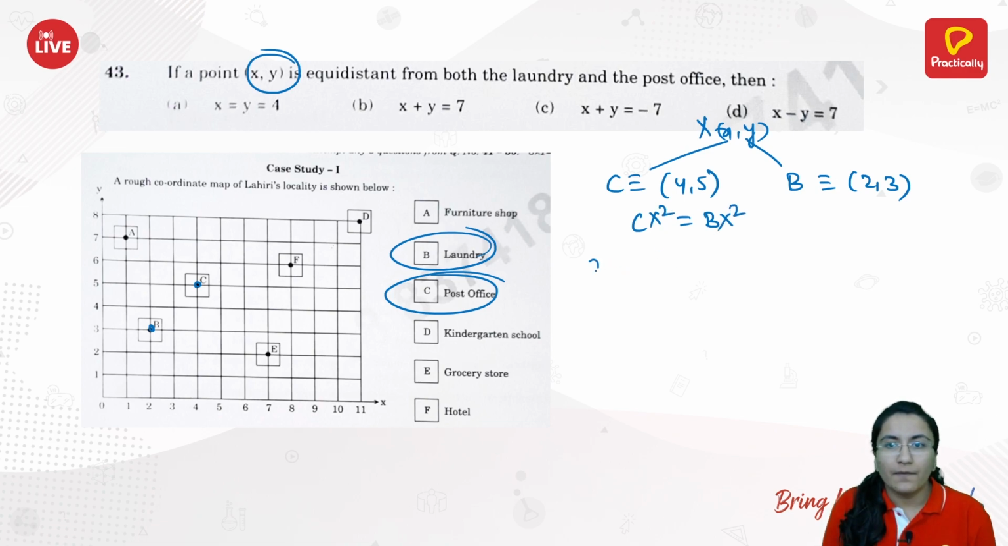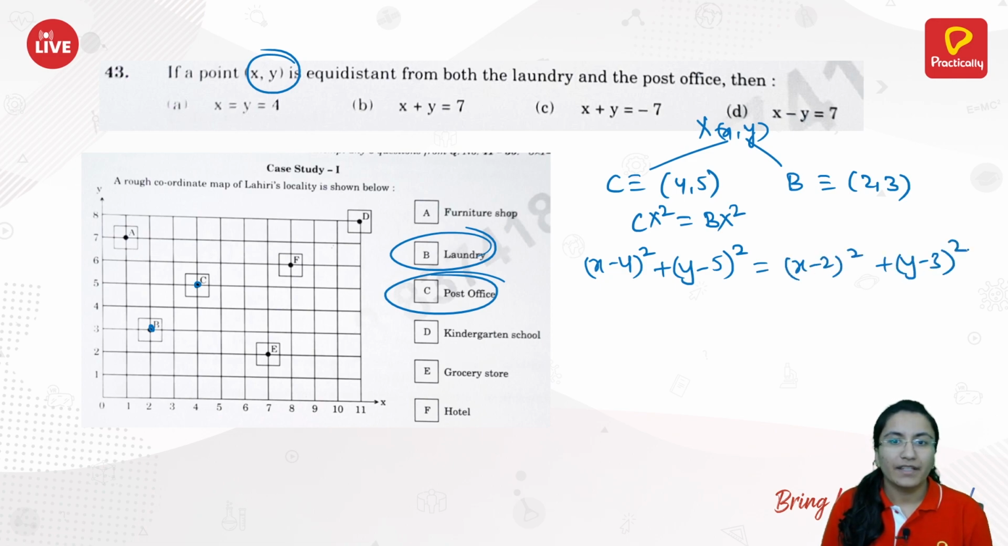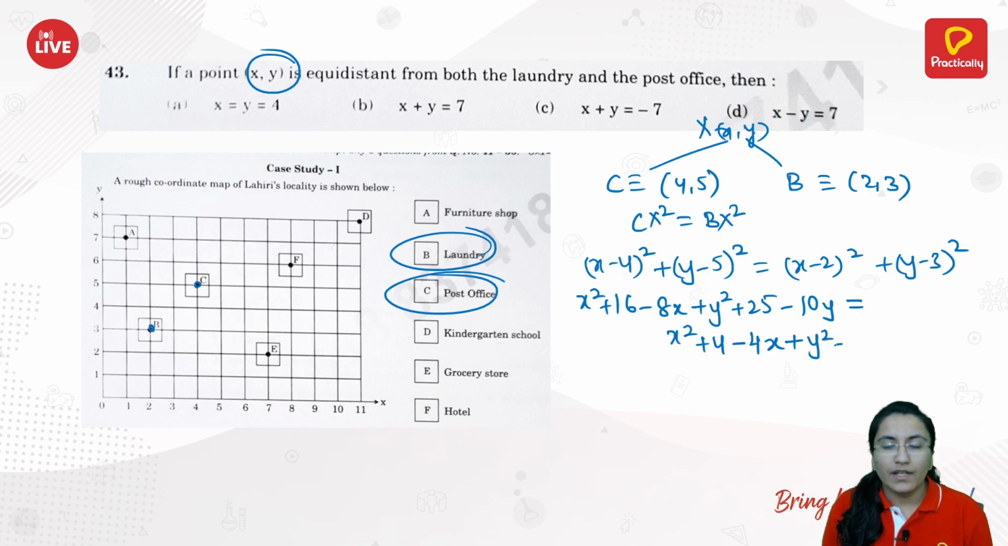So that means you have x minus 4 square plus y minus 5 square is the same as x minus 2 whole square plus y minus 3 whole square. So it would be x square plus 16 minus 8x plus y square plus 25 minus 10y. This is the same as x square plus 4 minus 4x plus y square plus 9 minus 6y.